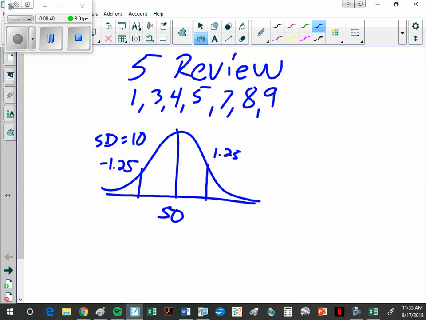Well, how far out do you have to go if you want to go 1.25 SDs? Well, if your Z is 1.25 and you times that by your SD of 10, I get 12.5, which would put me at 62.5 and 37.5. Okay, so we count that up. How many of those scores are actually between 37.5 and 62.5?